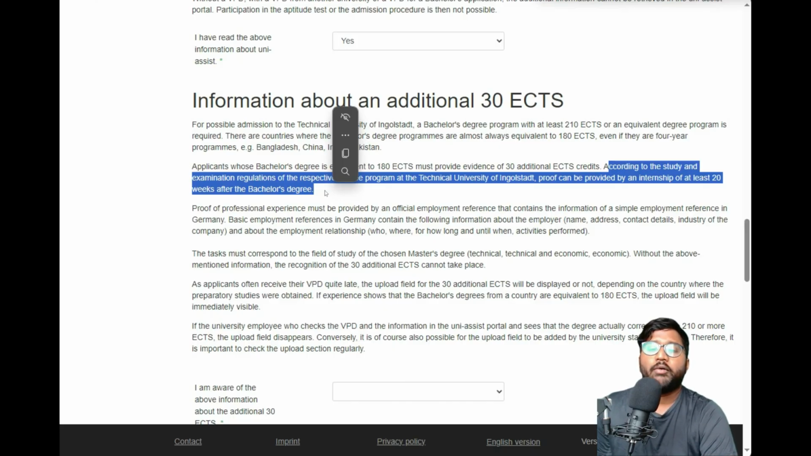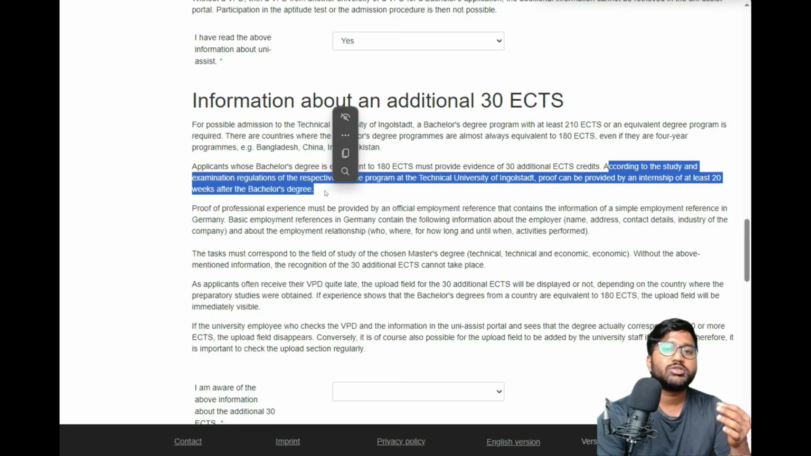Here we don't have 210 ECTS. We have to make sure that we have 210 ECTS by showing additional 30 ECTS. Okay, additional 30 ECTS can only be covered by some work or practical exposure. Here they have clearly mentioned proof has to be provided by an internship of at least 20 weeks. So 5 weeks are 20, so a minimum of 5 months or 6 months, half a year.